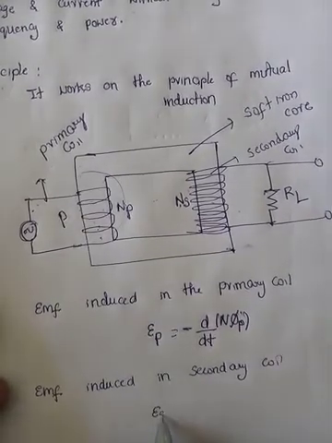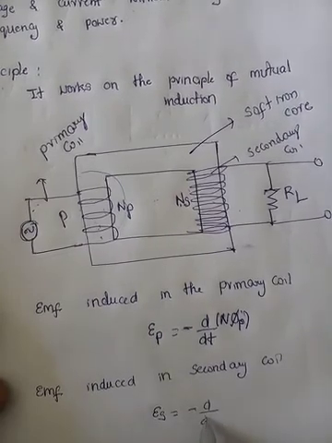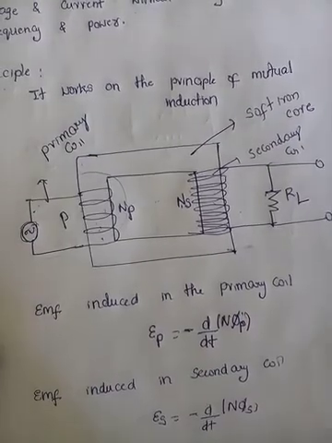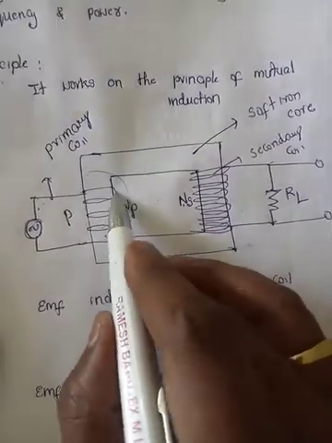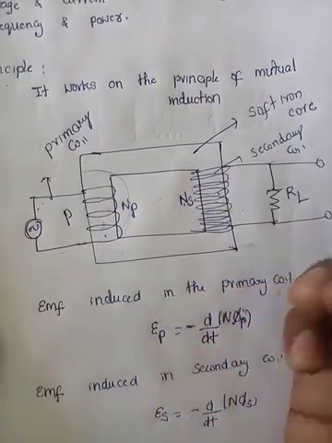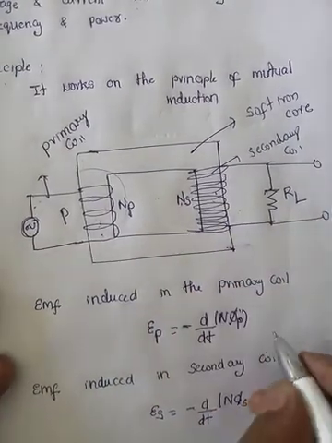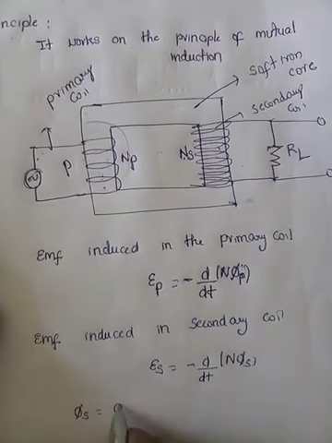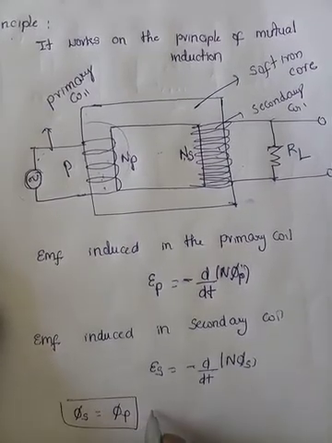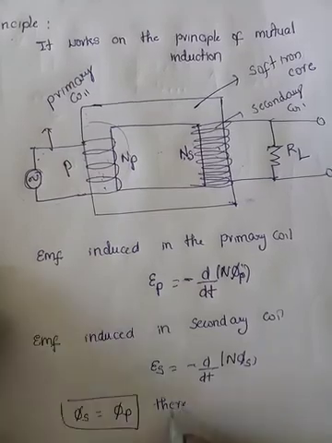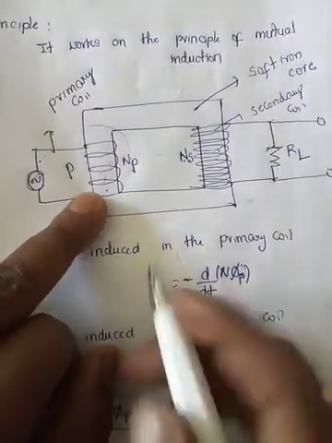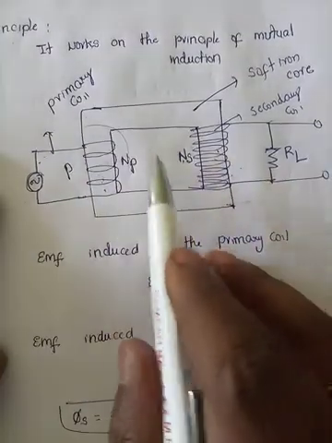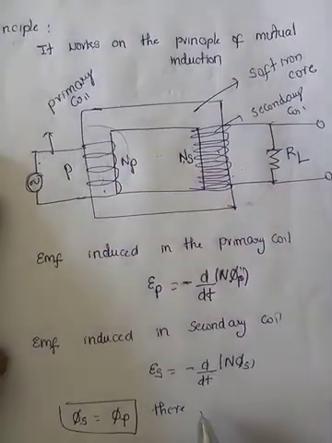What is the EMF induced in the secondary coil? ES is equal to minus d by dt of N into phi S. We assume that for this ideal transformer, the flux linked with the primary coil and secondary coil will be the same. Means we are assuming one condition, that there is no flux leakage. No flux leakage means whatever flux is linked with the primary coil, the same flux is linked with the secondary coil; there is no loss of flux due to the presence of the medium.